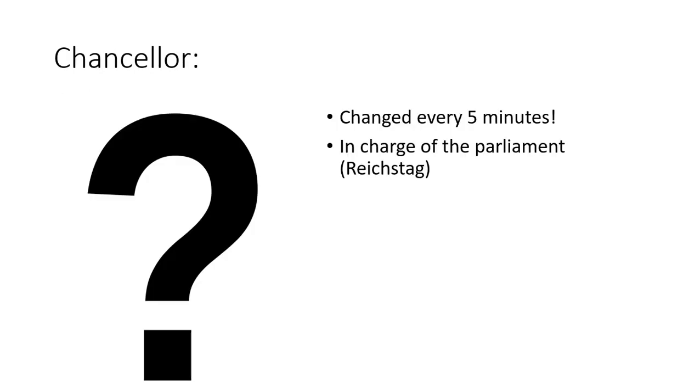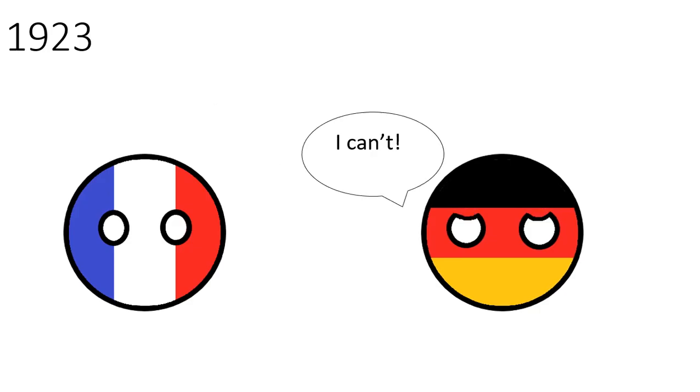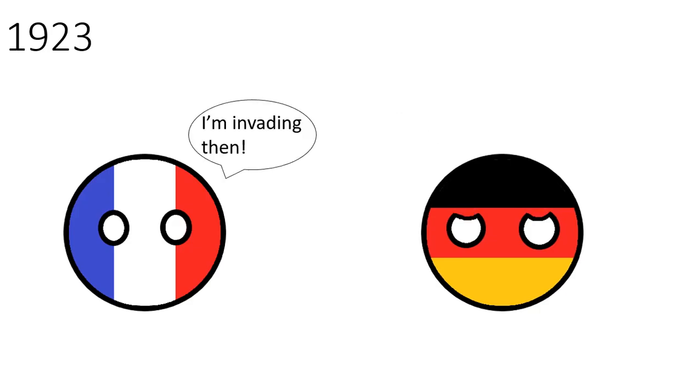Next up is the Chancellor, who was in charge of the Parliament. Unfortunately, Weimar Germany used a system called proportional representation. What's that? Well, essentially, if you have a party and you get 10% of the vote, you get 10% of the seats in the Parliament. As a result, this made it very difficult to get a majority, and most governments ended up as coalitions.